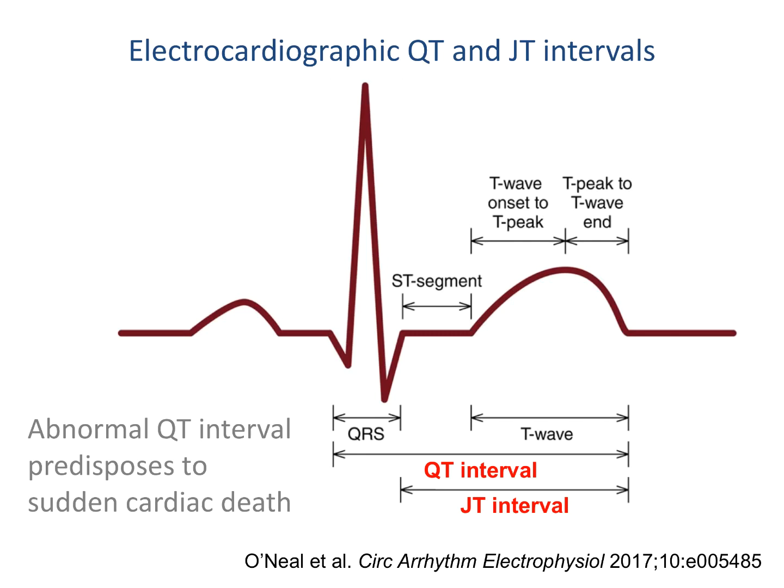The JT interval, as shown here, is a more precise measure of ventricular repolarization since it subtracts the QRS interval, which is when ventricular depolarization occurs, from the QT interval.